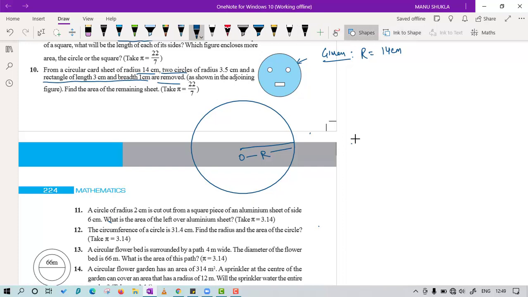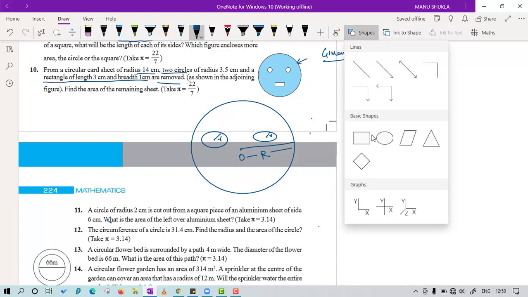So there are two small circles. Let me take the shape like this. First eye, and similarly second eye. These are the two circles that they have made. They look a little bit different, but they have the same radius. Let me take their radius as small r. Given, small r is equal to 3.5 centimeter. Now the rectangle is of length 3 centimeters.